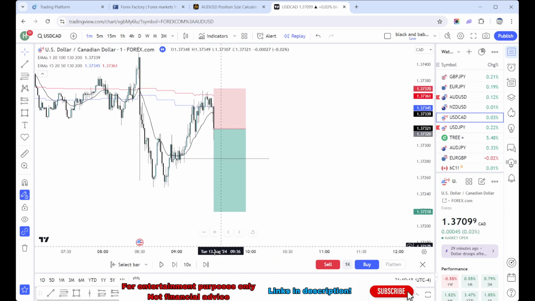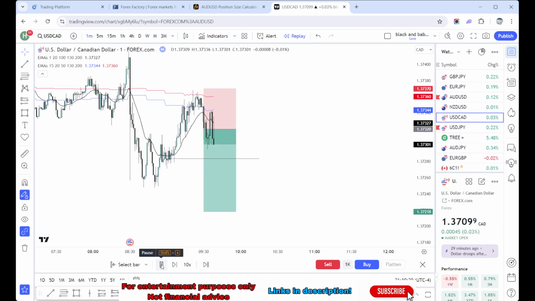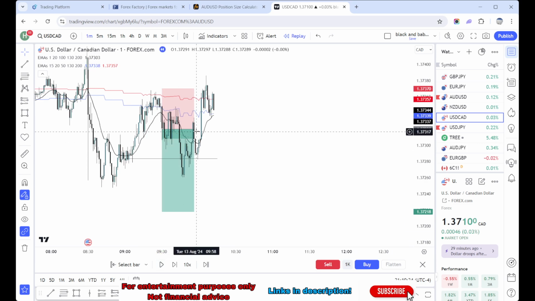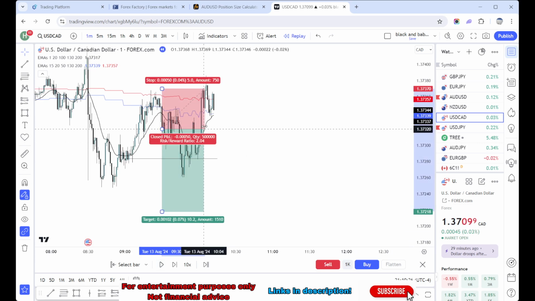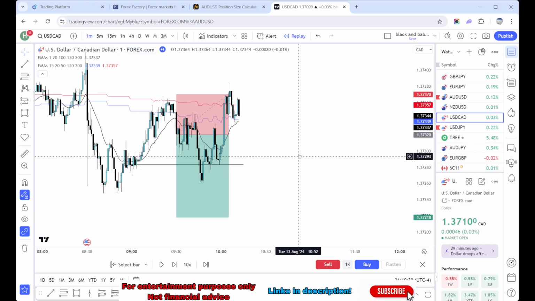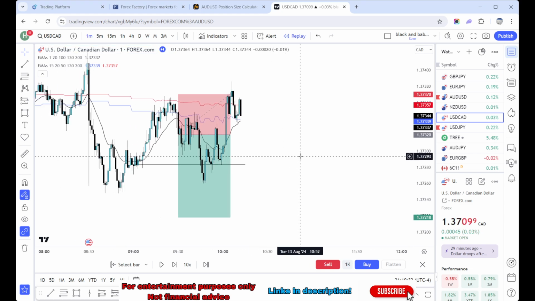1 to 2R. Set it, let it play. Let it play out. Stop loss or take profit, bro. Which one is it going to be? It hit stop loss this time. And that's okay. It's a part of trading. Trading is a game of probabilities. Okay? This is why we manage our risk.